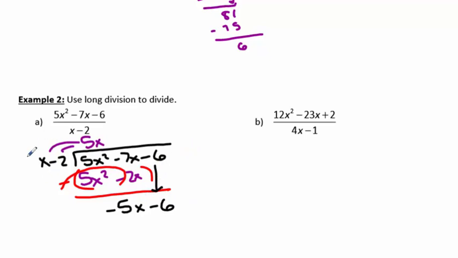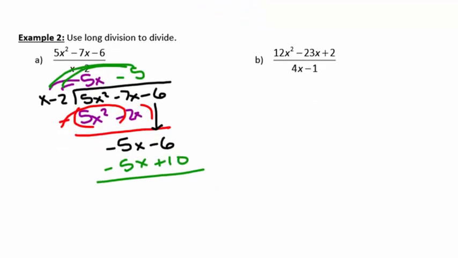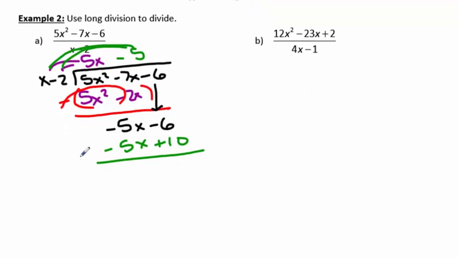Okay. What do you need to multiply x by to get negative 5x? Negative 5. Now we're going to take our negative 5 and multiply it by both terms. That'll be negative 5x plus 10. Now, again, we're going to subtract. When I subtract, 5 minus negative 5 is going to be 0, and negative 6 minus 10 is going to be negative 16.